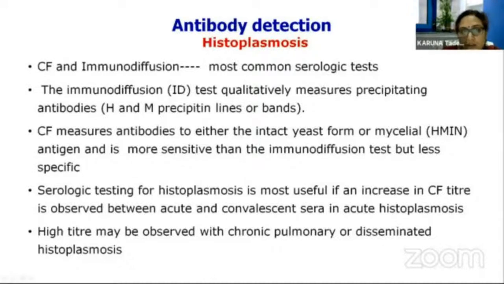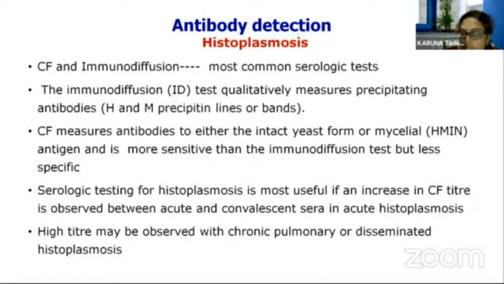But if you look at it, complement fixation and immunodiffusion detect different antibodies. Immunodiffusion qualitatively measures the precipitating antibodies, which are labeled as H and M precipitating lines or bands. Whereas complement fixation measures antibodies to either the intact yeast form or the mycelial form. These are again called HMIN antigens, and it is more sensitive than the immunodiffusion test, but less specific. So sensitivity-wise, complement fixation is better and, to an extent, it is quantitative compared to immunodiffusion, which is qualitative.